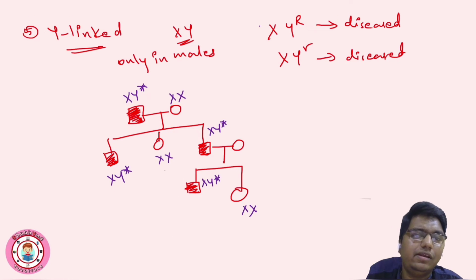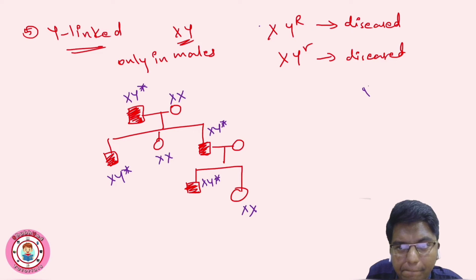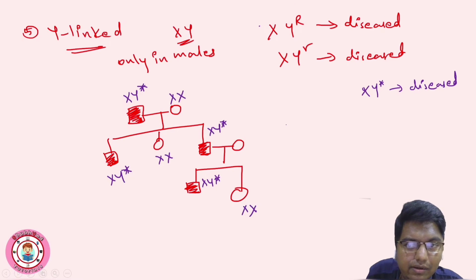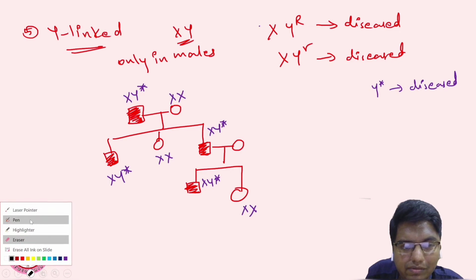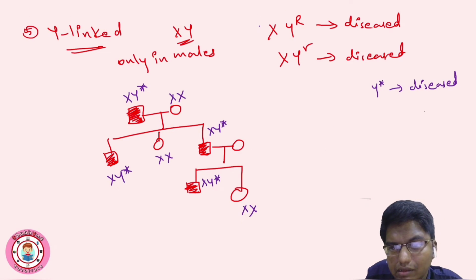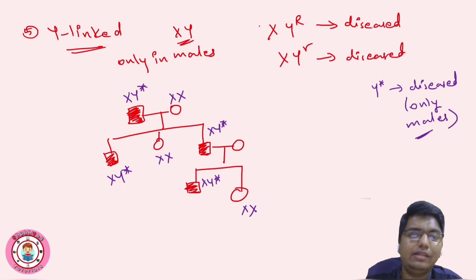Right? So this is the condition: X, Y, dash will be diseased. And this Y means there is actually no need to draw your X. Y is enough. Alright? Only males, because the Y chromosome is linked with only males. Got it? So this is all about inheritance patterns.